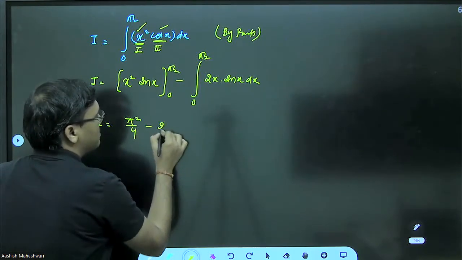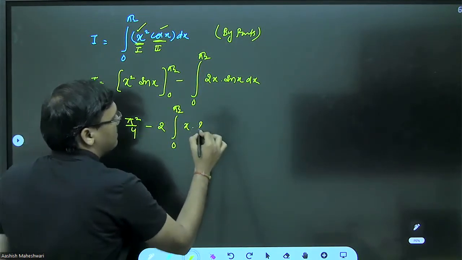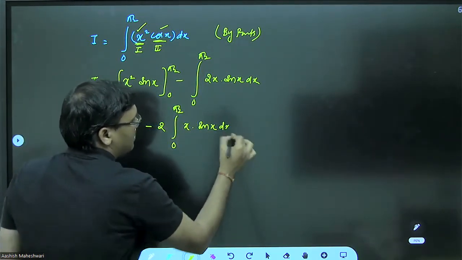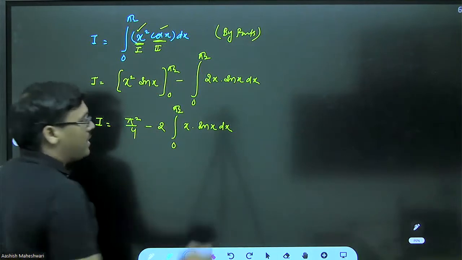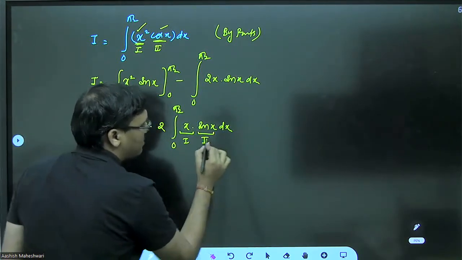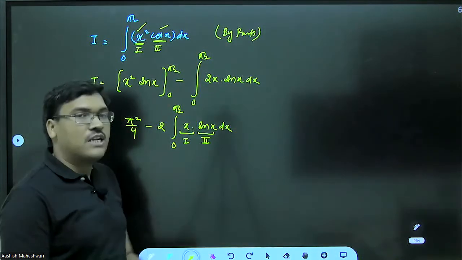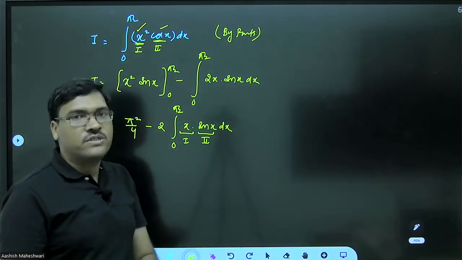Now again you see this is integral 0 to pi by 2 of x sin x dx. Now how will you integrate this? Again you can apply by parts. You can see this is the first function and this is the second function, because always remember, the first function is the one which gets eliminated on differentiating. Easy to differentiate, right?